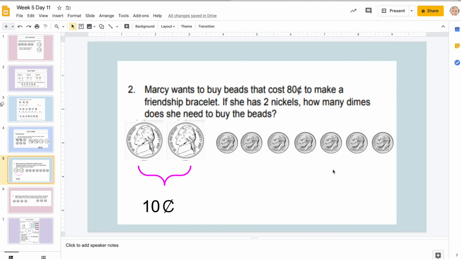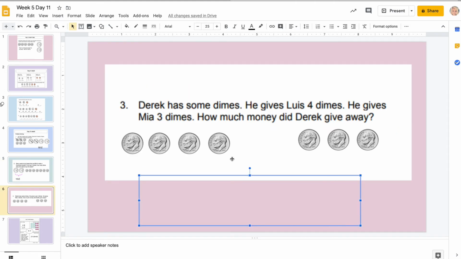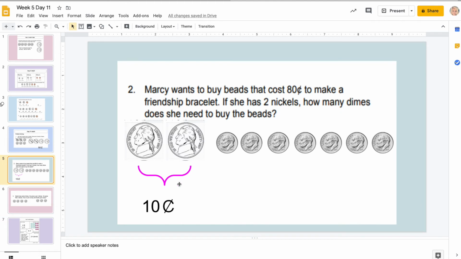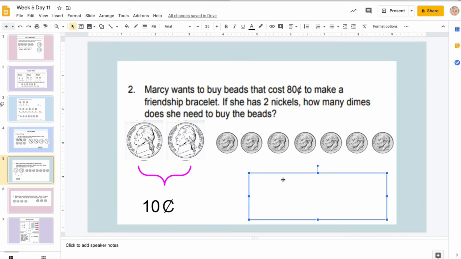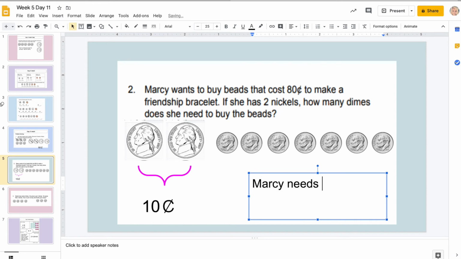So your answer would be, oops, let's go back here. Your answer would be Marcy needs 7 dimes to buy the bracelet. So Marcy needs 7 dimes to, oh, not the bracelet, to buy the beads. She needed the beads, not the bracelet. So that would be your answer there.